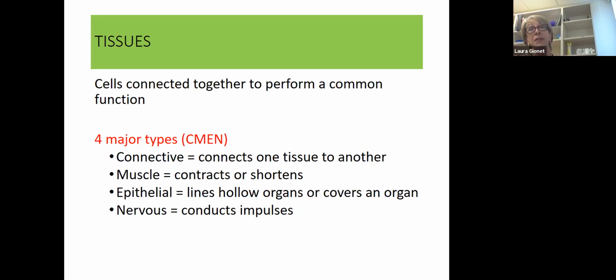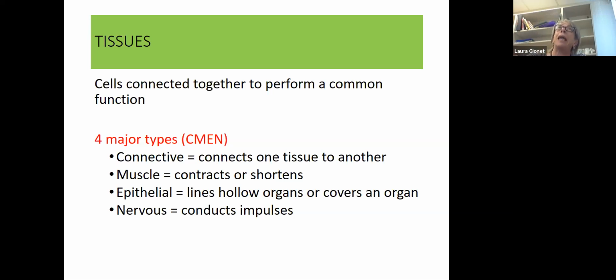And then we have nervous tissue. We have two types of nervous tissue: neurons and neuroglia. Neurons are cells that can conduct impulses. They send electrical signals down the length of them, down their axon. And neuroglia are nerve cells uniquely found in the nervous system to help the neurons perform their necessary functions.